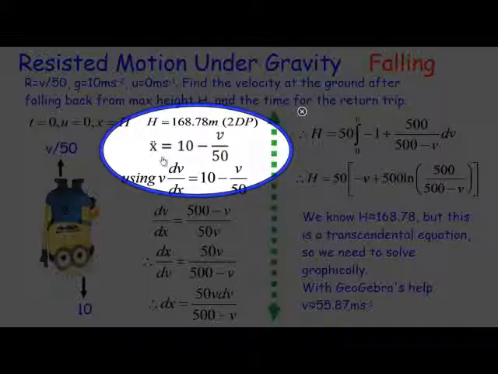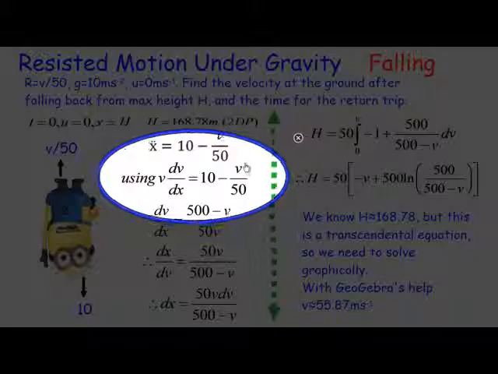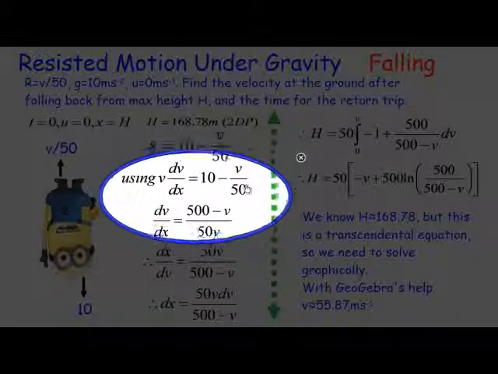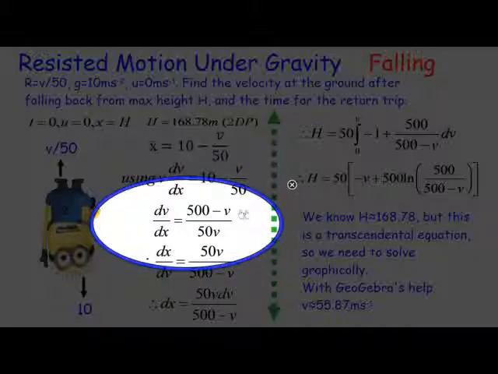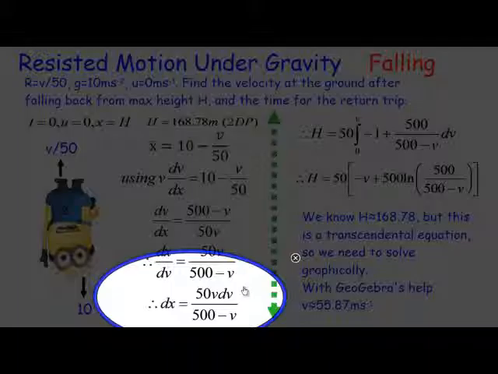Now, what's happening now? Well, he's falling now, and I guess you could say the positive direction is down, and that's why the 10 is positive, and the resistance is opposing the motion. That's why it's negative. So we use v dv dx equals 10 minus v on 50. Again, we just rearrange this, take the reciprocals of both sides, separate the variables and then integrate.